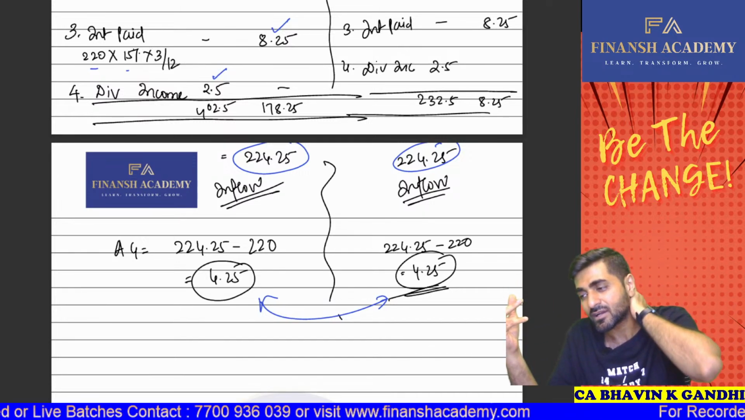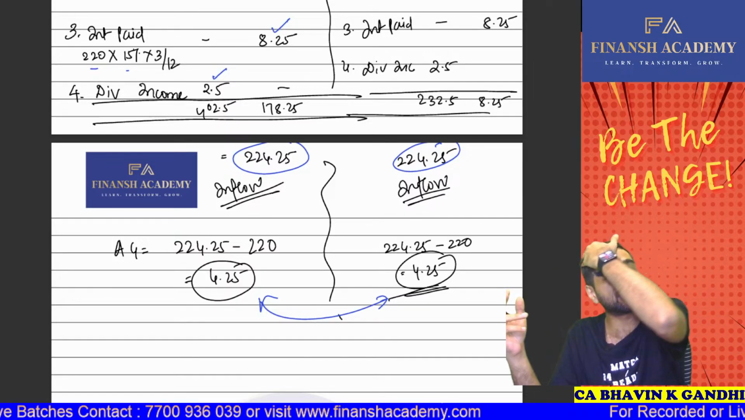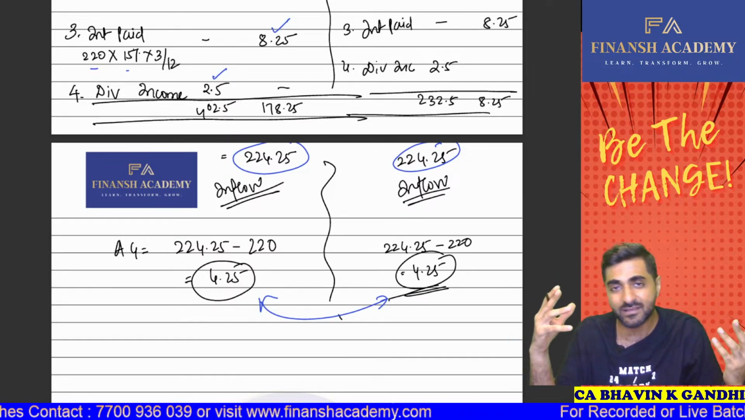So it's a very easy concept, that arbitrage gain can be calculated by taking any kind of expiry, and we are going to deal with the same. Okay.